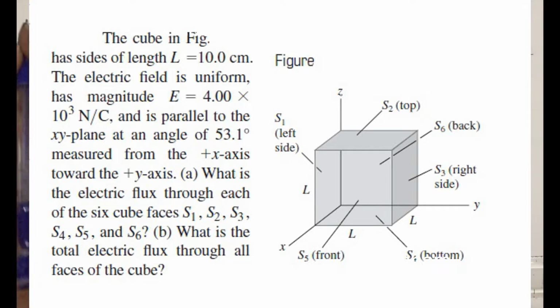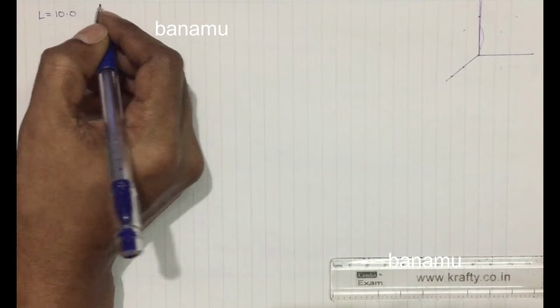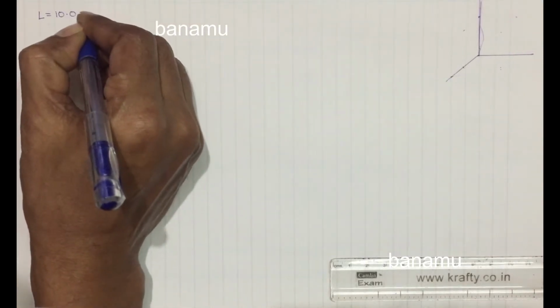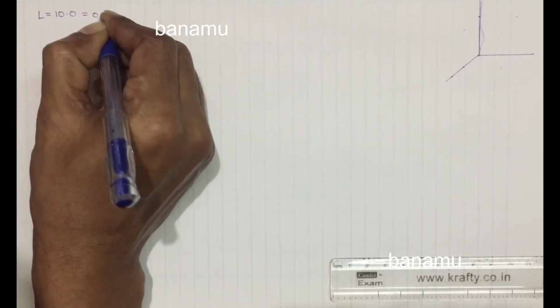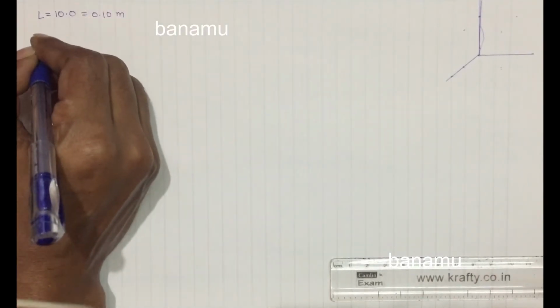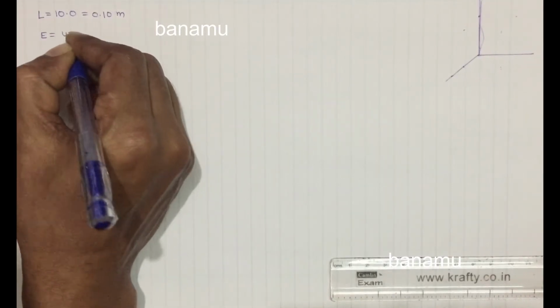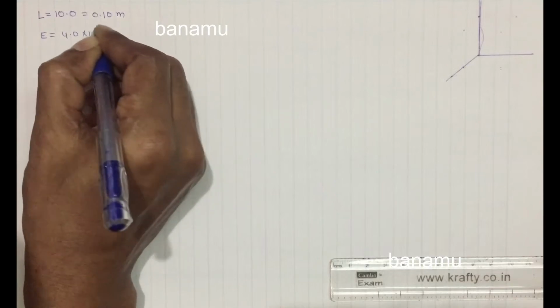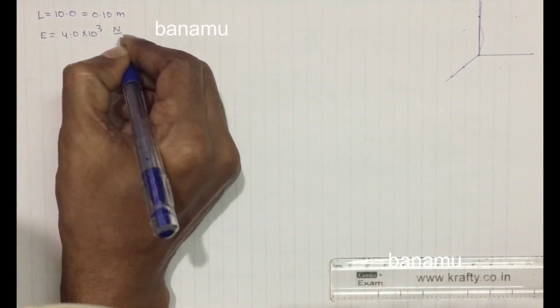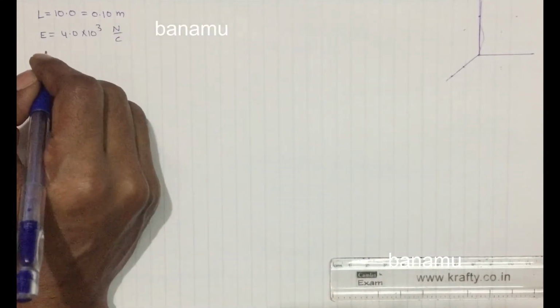Given the values, L is equal to 10 centimeters. 1 centimeter is equal to 10 to the power of minus 2 meters, so that is equal to 0.1 meter. And the electric field E is equal to 4 × 10^3 Newton per Coulomb.